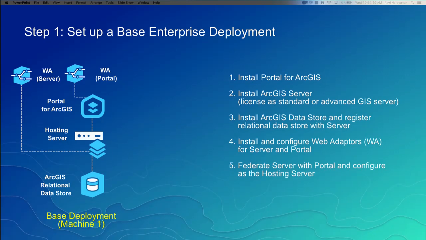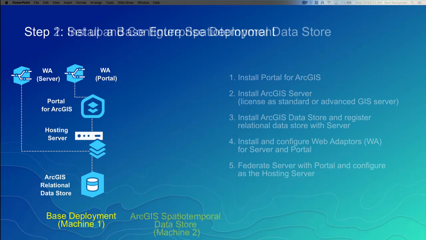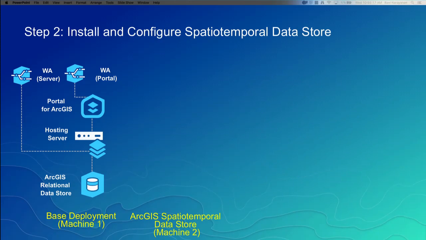Here, we saw the installation of the base enterprise deployment in multiple steps. So if you want to do this manually, you can do it this way. But we also have the ArcGIS Enterprise Builder that you can use for installing all these components on a single machine. That provides an easier way to install the base enterprise deployment. And step 2 is to install and configure a spatiotemporal ArcGIS Data Store. So on a second machine, you install ArcGIS Data Store, and then you register the spatiotemporal data store with the hosting server.